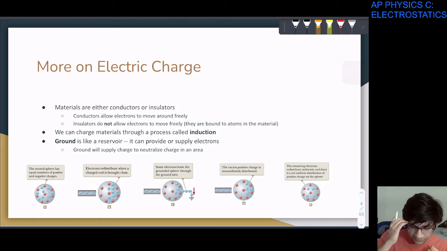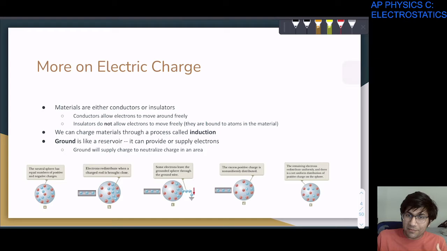And then what we'll do is we'll attach a wire to the sphere, and we'll attach it to the ground. Now the ground is just this big source of positive and negative charges. And what will happen is that, because there's a lot of negative charges in this area, that area wants to be neutral. So the excess negative charges will go into the ground. So in this right part of the sphere, it's now pretty much evenly distributed. And then what we'll do is we'll simply remove the rod.